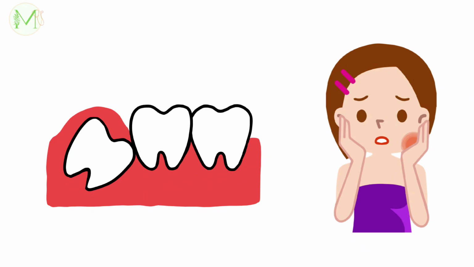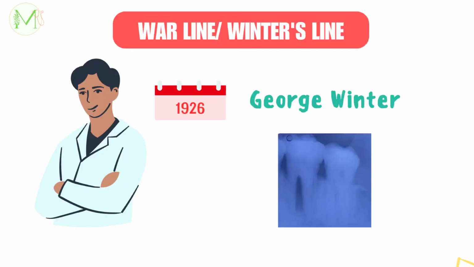Before initiating the procedure, we need to do clinical and radiographic examinations in order to assess the difficulty level. This is not a new concern, but way back in 1926, George Winter faced this situation and gave us three imaginary lines which can be plotted on a standard periapical radiograph. So now we know why we call it Winter's line, right?